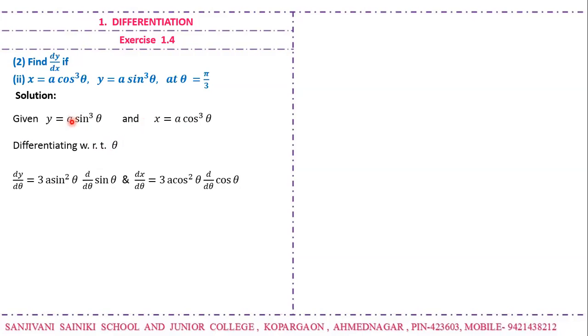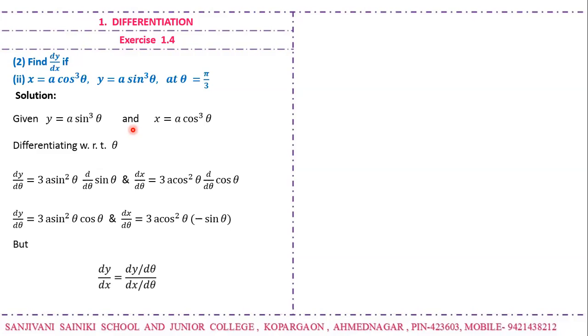Now a is a constant, so we can take it outside the derivative, and derivative of sine cube theta is 3 sine square theta into d by d theta of sine theta. Similarly here a is a constant and derivative of cos cube theta is 3 cos square theta into d by d theta of cos theta. Because here we are using f of x raised to n, its derivative is n times f of x raised to n minus 1 into f dash of x. We have to use that formula.